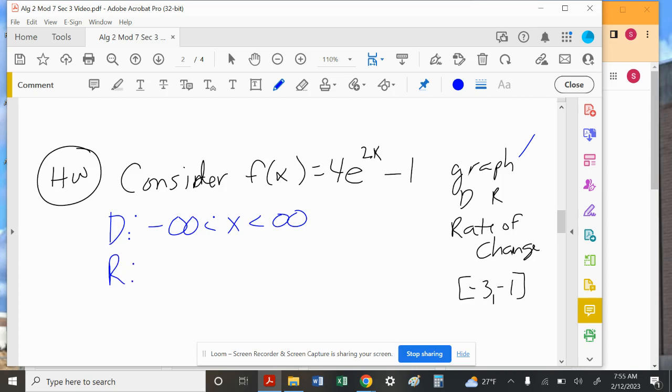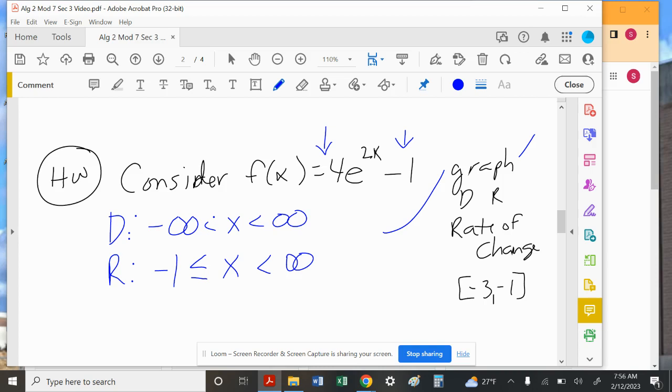The range: in this particular case, remember that this moves down 1, so it's going to start at -1, and it's going to continue up. Notice that it's positive. Since it's positive, it's going to be going up kind of in that direction. So therefore, -1 is the lowest number, less than or equal to x, which is less than infinity. And then we're going to look at the rate of change.